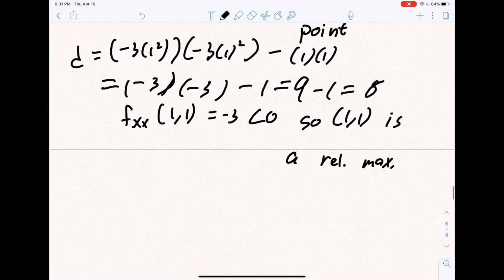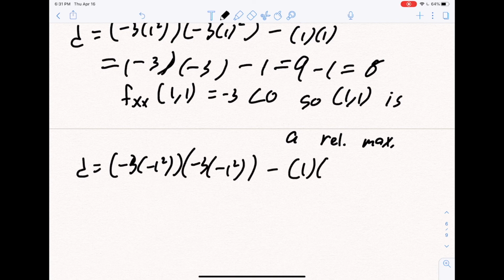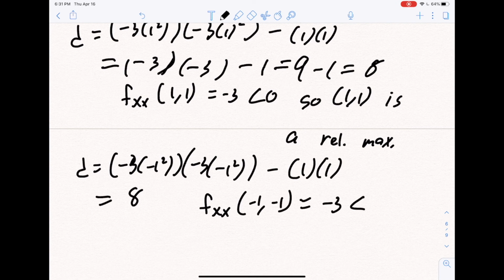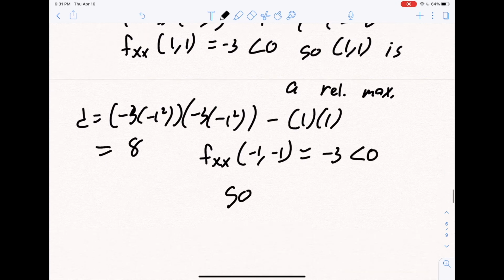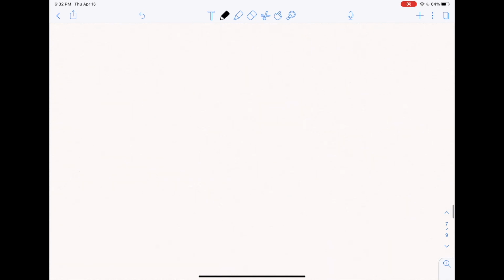And now the last thing we need to do is plug in minus 1 to both of these. So we have minus 3 times minus 1 squared times minus 3 times minus 1 squared minus 1 times 1. And this is going to give us the same values we had earlier. That's going to give us 8. And fxx(-1, -1) equals minus 3 is less than 0. So (-1, -1) is a relative maximum. All right, let's take a look at one more example.